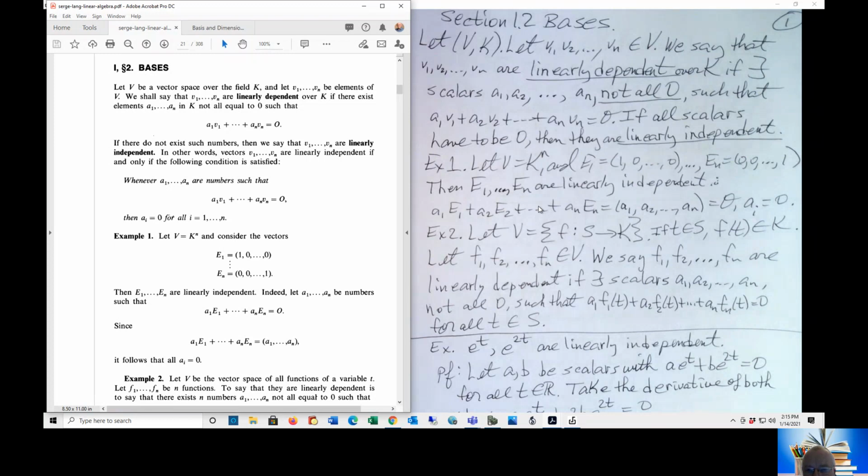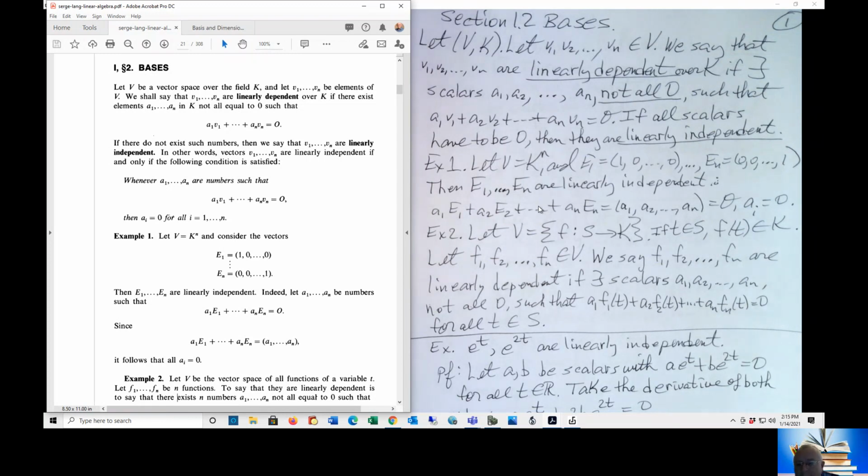We say that set of vectors is linearly dependent over K if there exist scalars a1 through an that are not all 0, so that the linear combination of the ai vi is equal to the 0 vector. If all scalars have to be 0, then they are linearly independent.